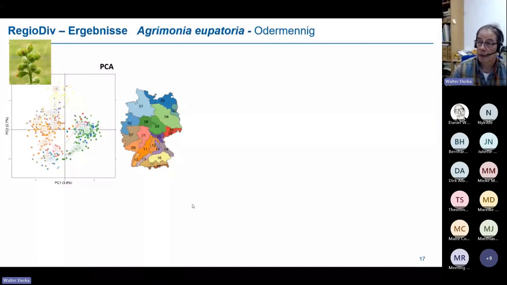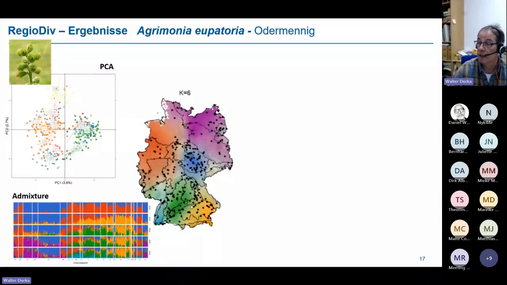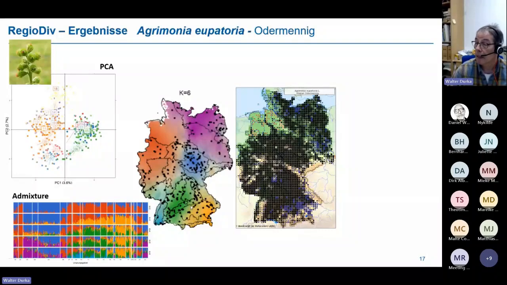And if we look into the admixture analysis, we also see quite nicely the different regions are separated. So these clusters that we can identify with admixture are geographically defined. If we look into the distribution map of exactly that species, we can see that distribution gaps, like in the Franconian and Bavarian forest, lead to separation and differentiation of the genetic pools. So there is no gene flow across these mountain ranges, and therefore regions north or south of mountain ranges are genetically differentiated.